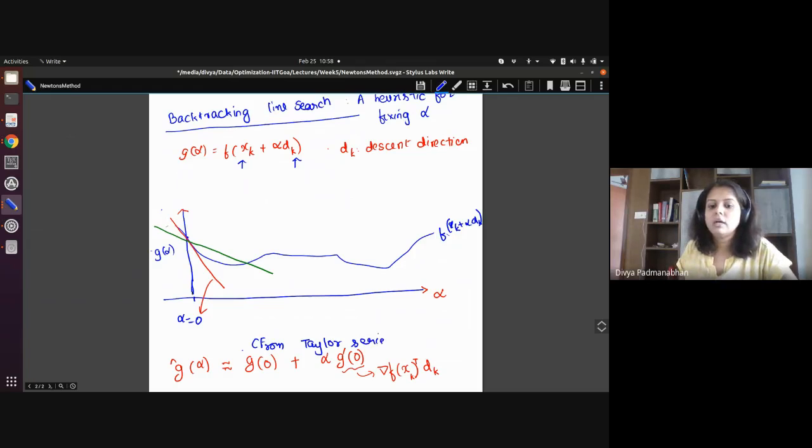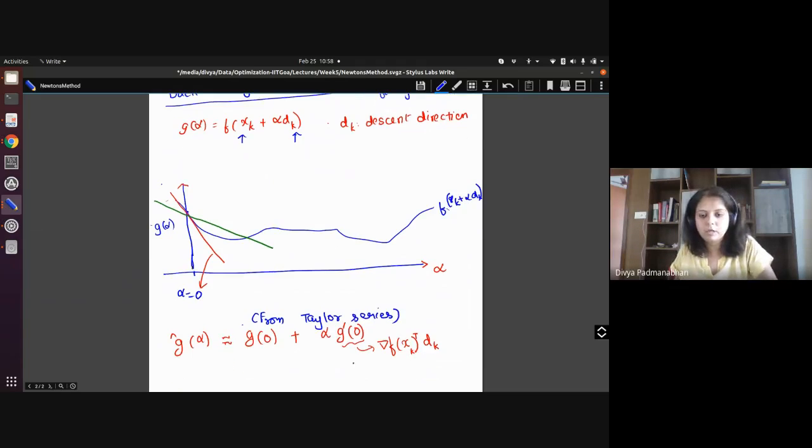Okay. So now this g dash 0, right? This is the differential of g at the point 0. This can be computed using chain rule, right? So g is this function. And if you take the derivative, what are you going to get? You just have gradient of f evaluated at the point xk plus alpha.